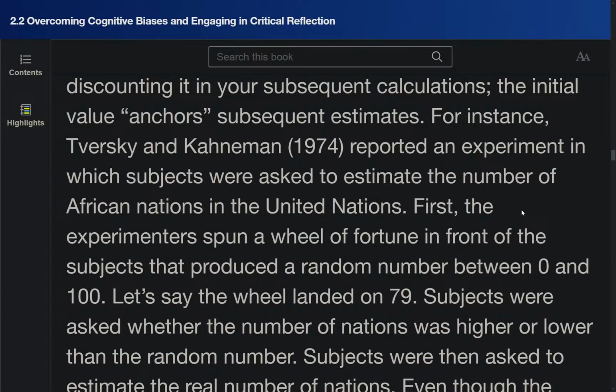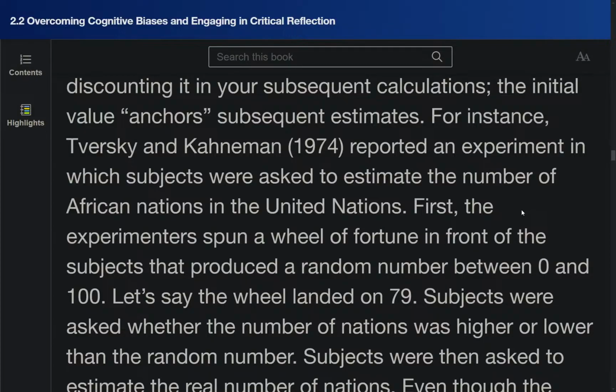I would estimate it as 30, around 30. No, that's too little. Let's say 40. Or 45. I think 40, around 40.